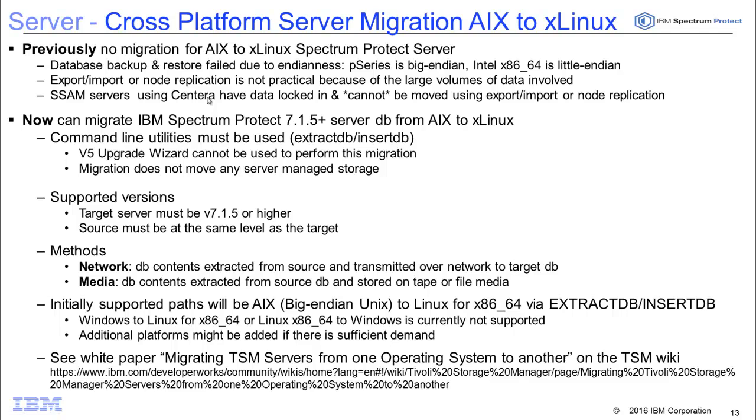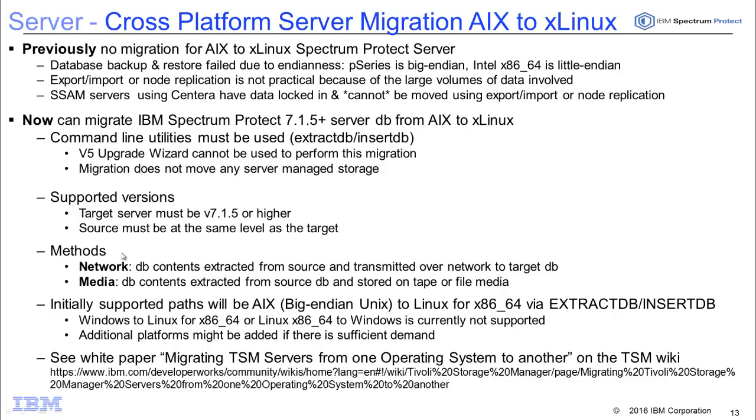So now in version 7.1.5 and above, you can utilize the extractdb and insertdb commands to do an upgrade. Our previous upgrade wizard that we introduced in version 5 is not supported on the AIX to xLinux, and the migration only moves the databases. It doesn't move the managed storage pools underneath it. Both the target and source server must at least be at version 7.1.5, and the source server is the one that has to be at the same level as the target server.